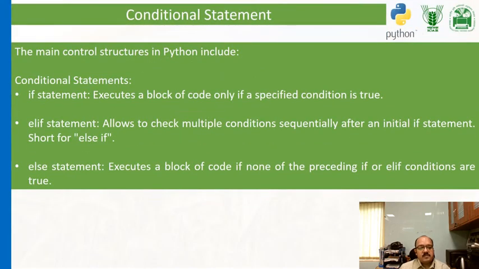The main control structures in Python include, first of all, the if statement. It executes a block of code only if a specified condition is true. Next one is the else if statement. It allows us to check multiple conditions sequentially after an initial if statement. In short, programmatically, it is written as elif, which stands for else if. Next is the else statement, which executes a block of code if none of the preceding if or else if conditions are true.